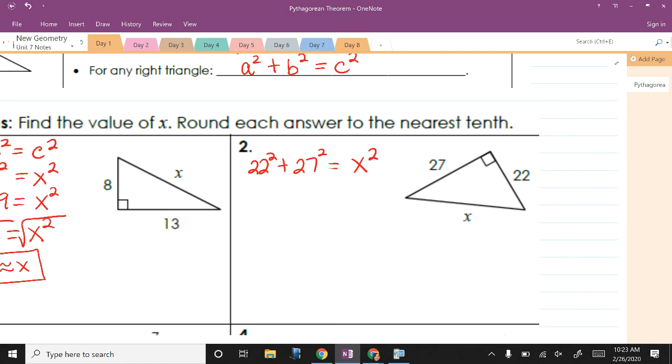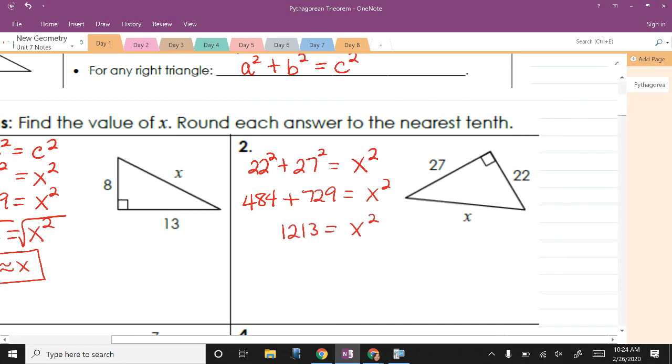22 squared is? Y'all did 27 first. Yeah, 484. Don't matter the order for A and B. And then 27 squared is 729, right? And that equals X squared. Then I add those. 484 plus 729. What do we get for that?